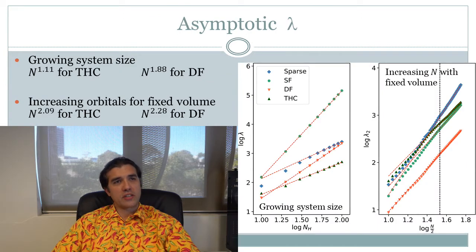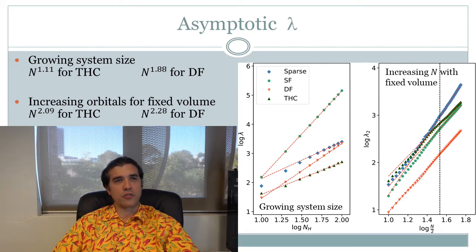In fact, when we consider scaling to larger systems, there is better scaling for the THC approach than the double factorisation approach. We performed the calculations of the lambda value of chains of hydrogen atoms and found that the scaling for THC was as n to the power of 1.11 versus 1.88 for double factorisation, with a similar constant factor. If you look at the continuum limit with more orbitals for the same volume, the indication is that the scaling is slightly better for THC, though the constant factor here is worse than for double factorisation.